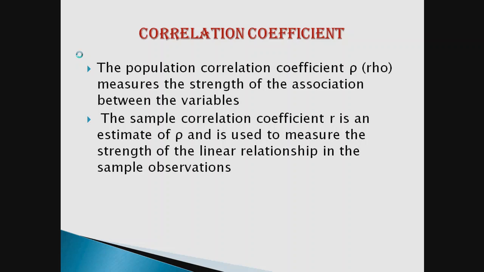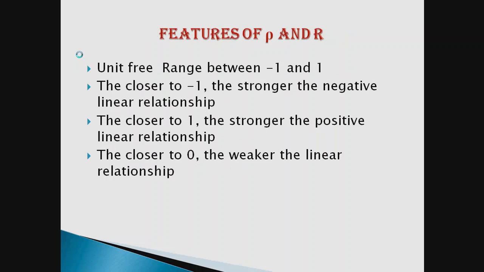So, to find the correlation coefficient, r is an estimate of rho, the population correlation, and it is used to measure the strength of the linear relationship between the sample observations. This correlation coefficient ranges between -1 and 1.